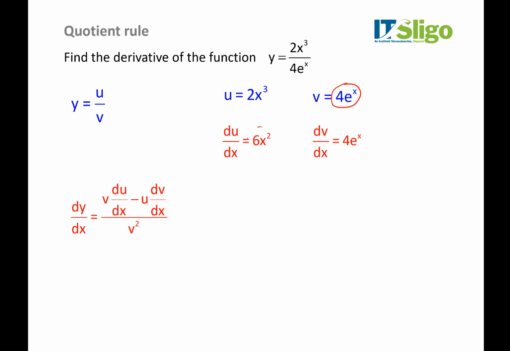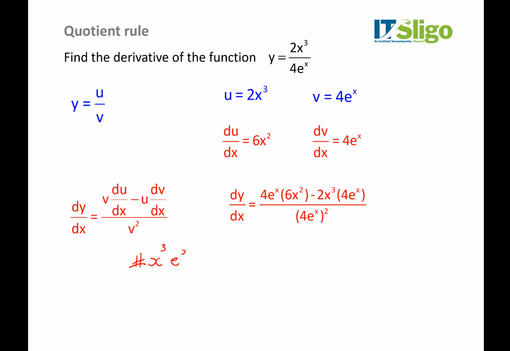So it's v du dx minus u dv dx, and all divided then by v squared. Numbers do what numbers do, powers do what powers do. Remember to line up your answer in terms of number, highest power on x, and then e to the power of x. That's always the order.